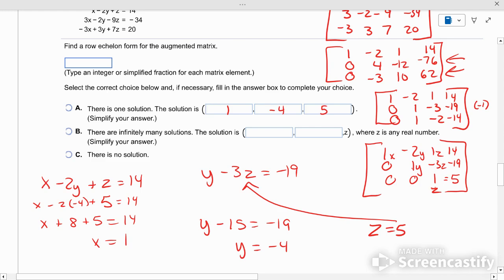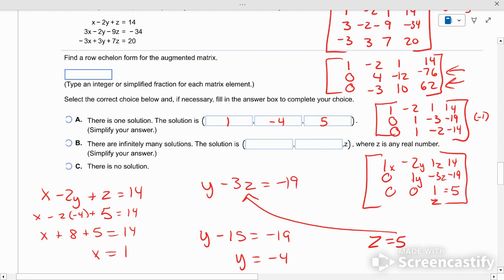Okay? That's using row echelon form and an augmented matrix to solve a system of 3 equations simultaneously. You know how to check your answer? Just plug them back in. So we get negative 3 minus 12. Negative 3 minus 12 is negative 15 plus 35 is 20. And then so on. So, yeah, we're good.